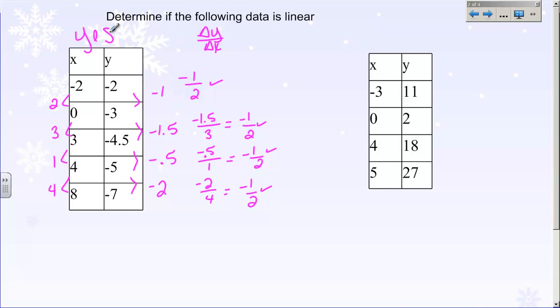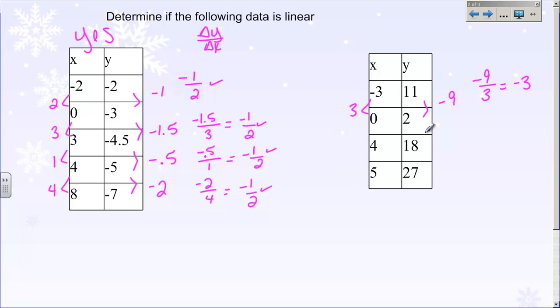All right, now if you look at the next one, we're going to do the same thing, our delta y over delta x, and we're just going to check and make sure it's identical all the way through the table. So my change from 11 to 2 is -9. And from -3 to 0 is 3. So my slope here is -9 over 3, which is the same thing as -3.